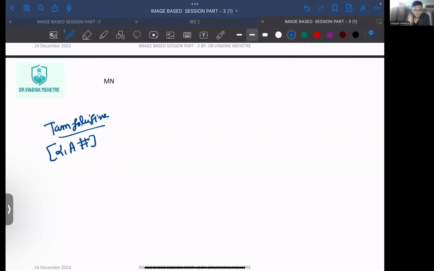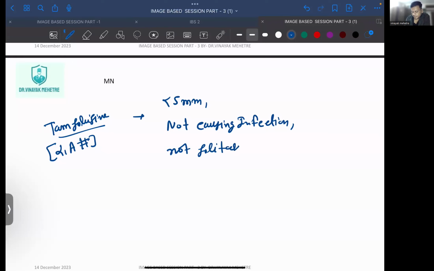कब करेंगे? When patient's kidney stone is less than 5 mm, not causing infection. Okay, no increase in TLC count, right? Not in solitary kidney and not causing obstruction of any kind.